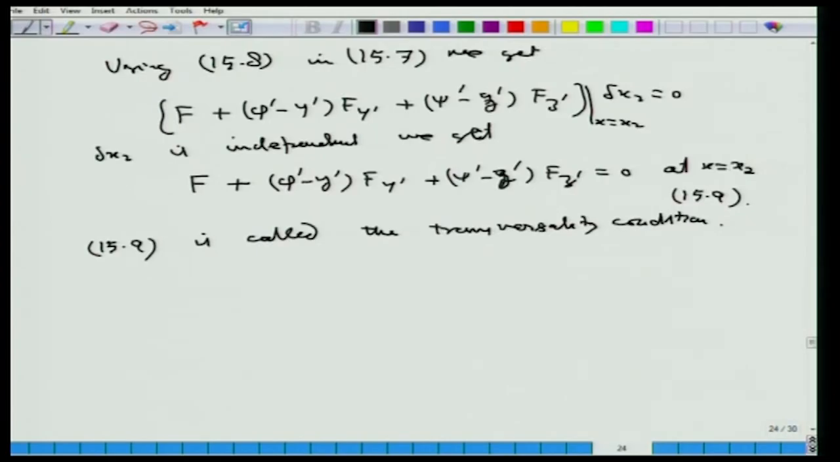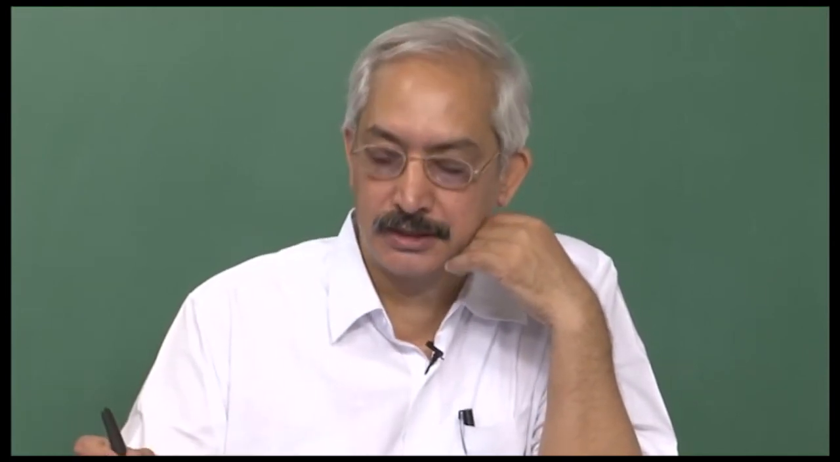If point A is also moving, and if it moves along a curve, we get a similar thing at x equal to x 1. So, we will have a transversality condition at that point.